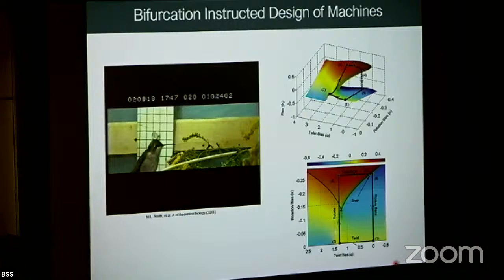Okay, so I want to make a machine, and I want to think about critical points. So here's a very simple machine. This is a video of a hummingbird. Watch this hummingbird. It's going to cock its beak open, and right here there's a fly, and then snap, the beak shuts.